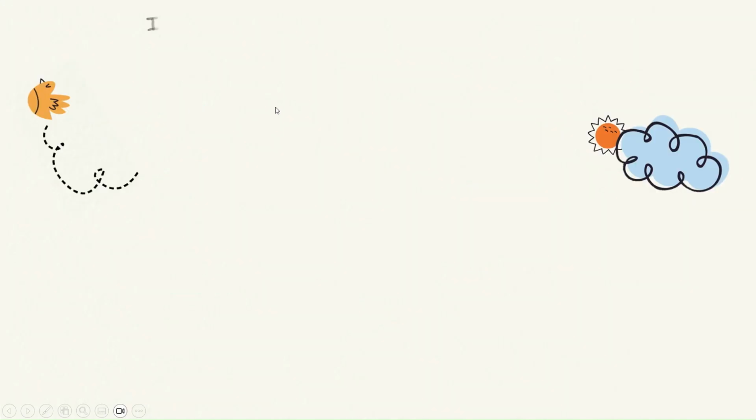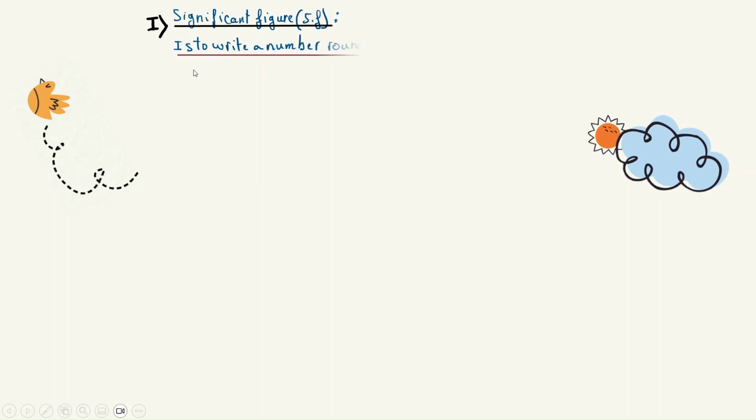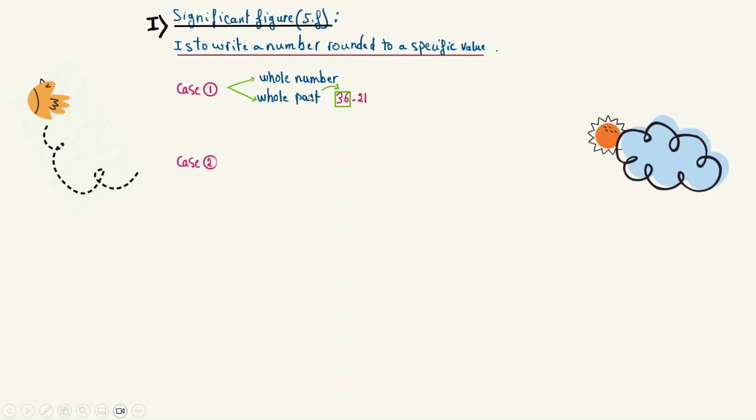Rounding is to write a number rounded to a specific digit or figure. In significant figures, it depends on the case of the number that you are dealing with. In case 1, we have two sections, whole number, and the whole part section, which is the part that is before the decimal point, as you can see. In case 2, we have to deal with decimals with no leading zeros, means it is not 0 point something. Section 2 is to deal with leading zeros like 0.008.